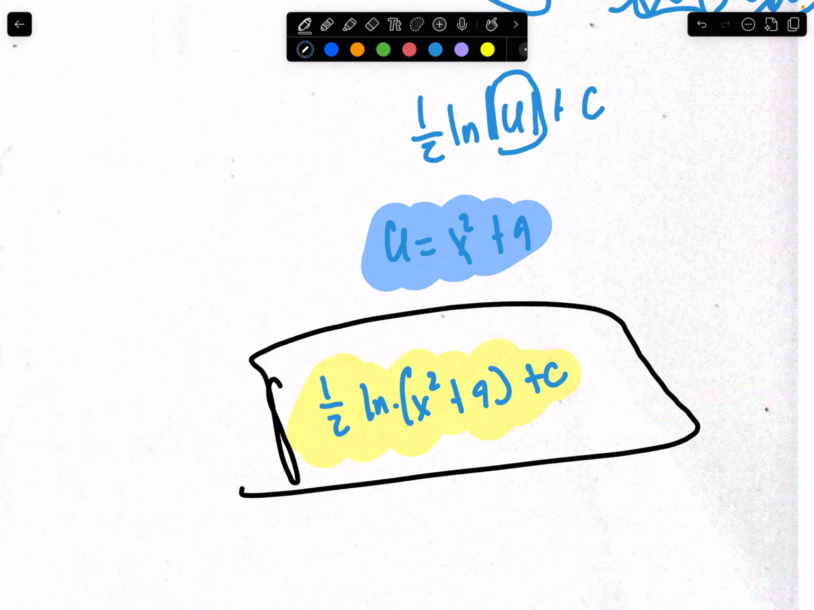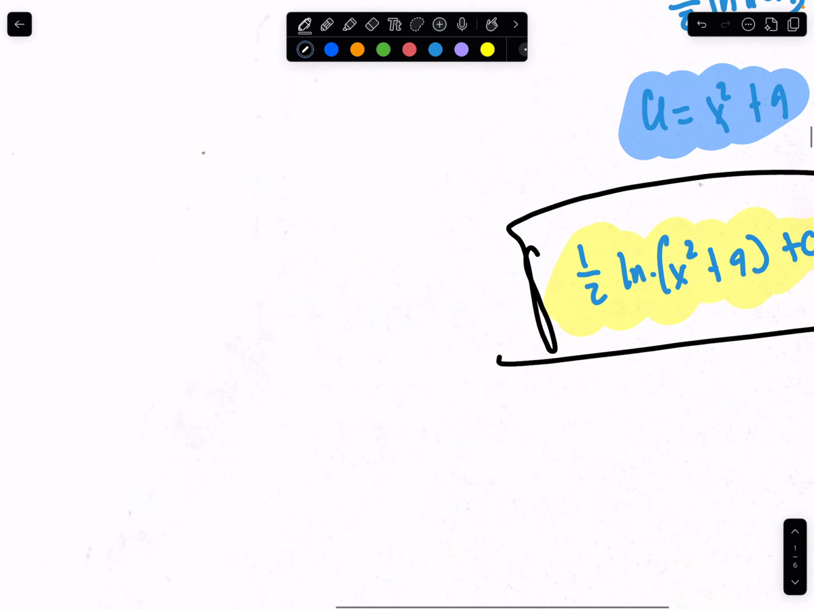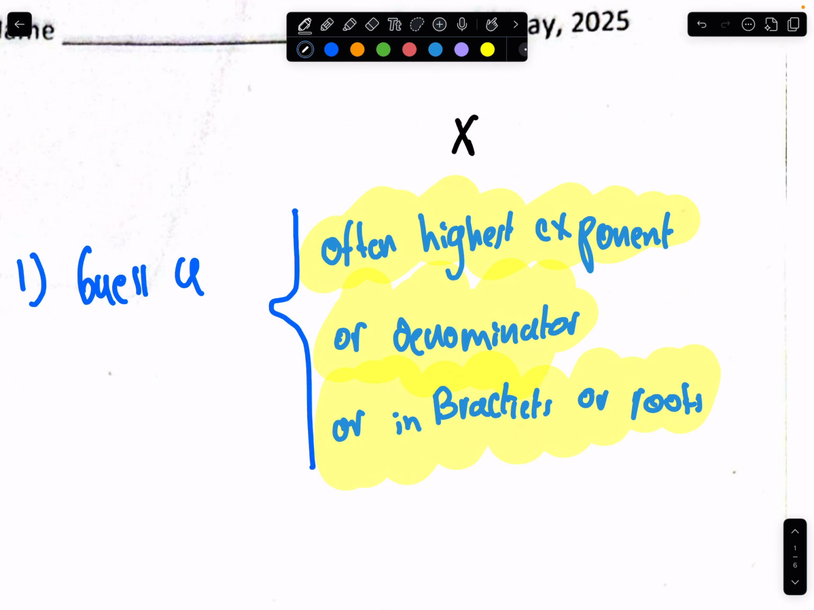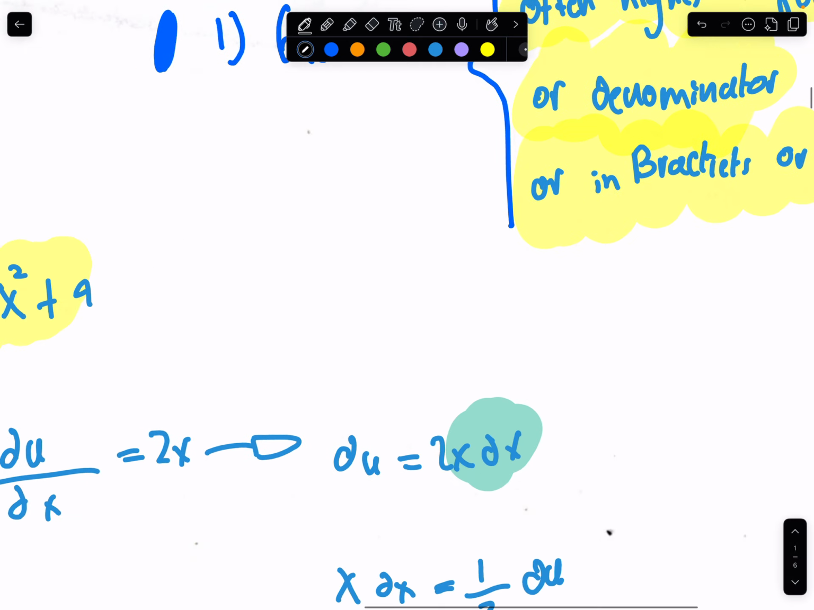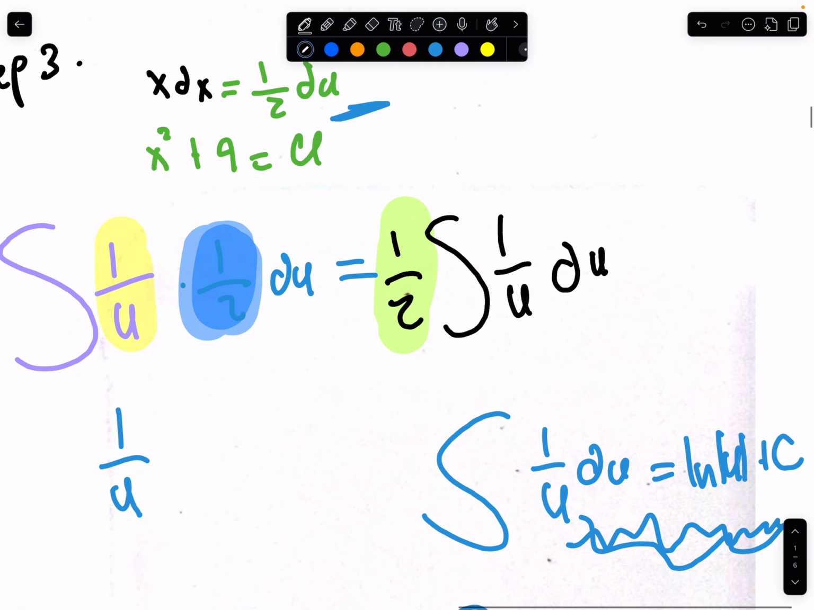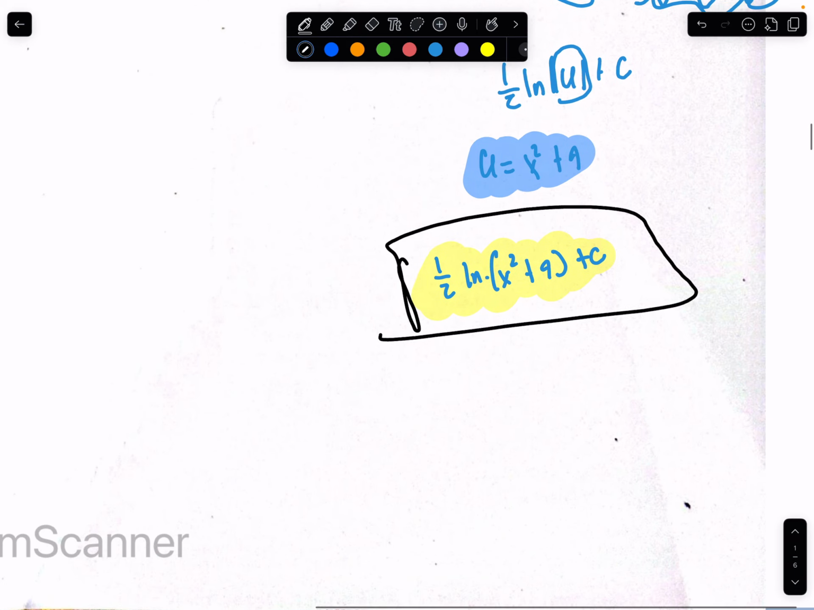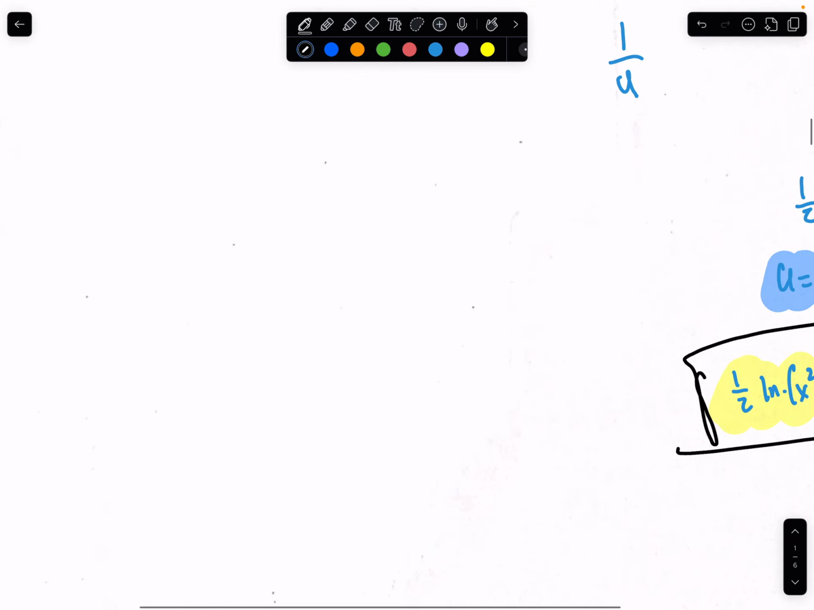Now just a few tips. Again, remember these are very useful. Match full expressions like x dx, not just dx, and always add c. That's how you solve this integral.